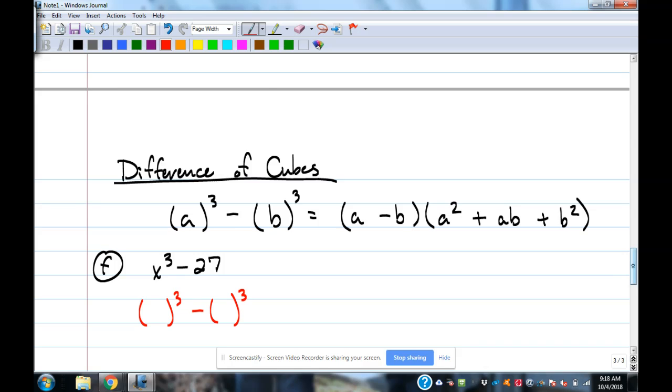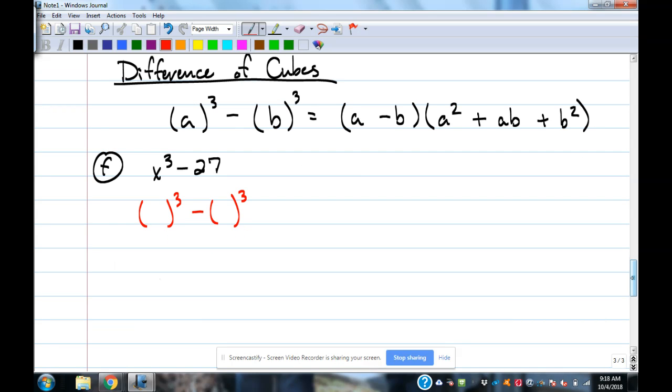Okay? What cubed is x cubed? X. What cubed is 27? 3. We already know that. Short piece, long piece. The short piece, A minus B. X minus 3. Okay. The long piece, x squared plus 3x plus 9. Square the first part, multiply them together, add, square the last part, positive. Add.